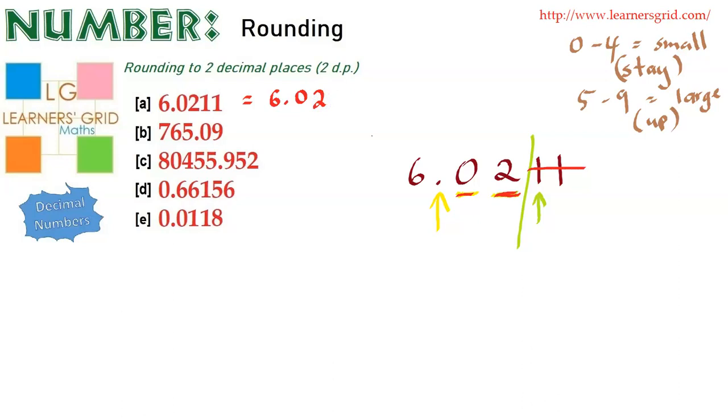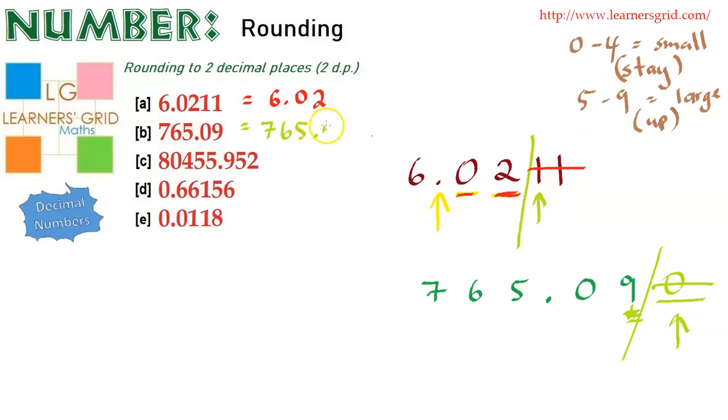Okay, so let's try B and see how we go with that. So 765.09. So second decimal place is here. There is no indicator digit, okay? But because there's nothing there, we call that a 0. In this case, 0 is small, so the 9 stays a 9, and that's it. You just have to write that in. So 765.09. I was lucky that was a nice, easy one. Okay, so what about this next one over here?